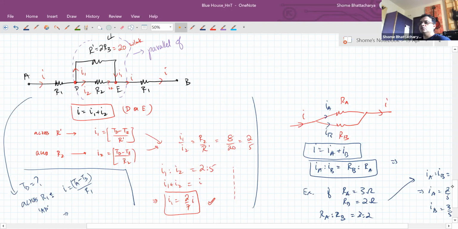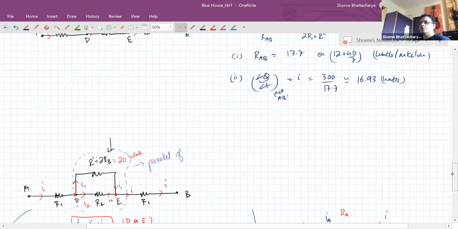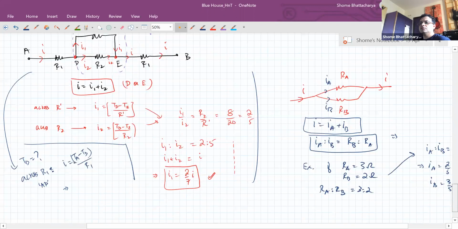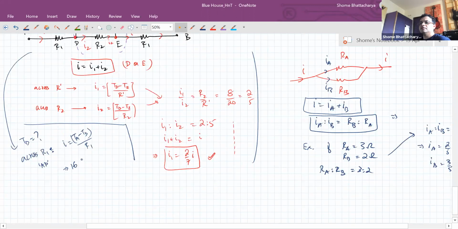So going back to this, my I was how much? It was 16.93, right? Yes. So it's a little bit tricky calculation, but whatever. 16.93. Okay, so this should be equal to 400 minus this temperature, which is unknown, divided by my R1, which was I think 6, right? Yes, sir. Yeah, so from this I will get the value of TD first.